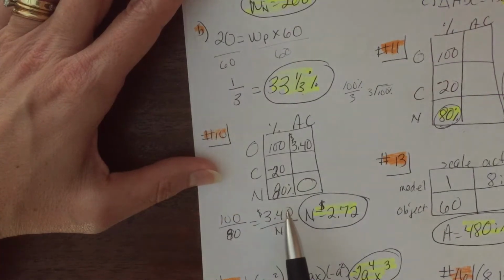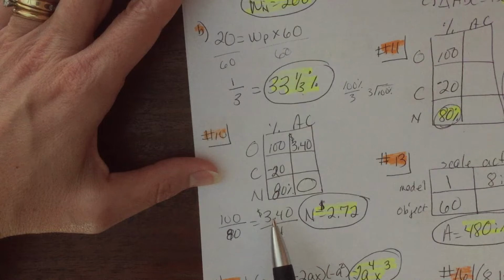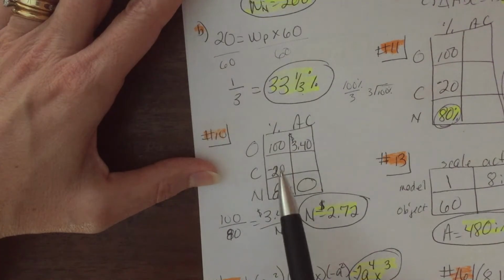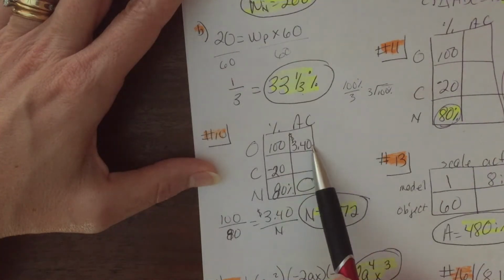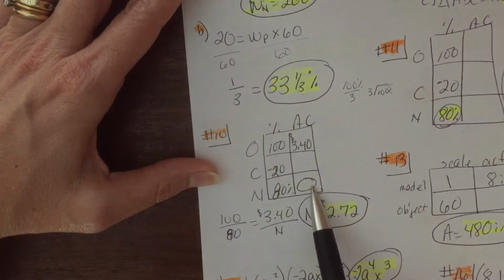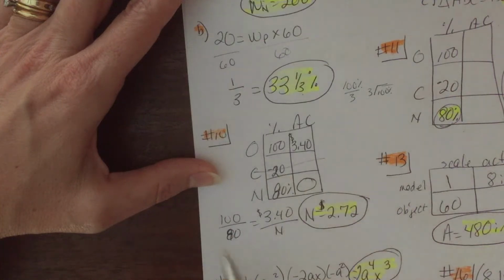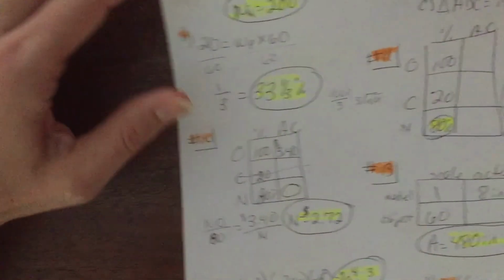Number 10. This is an original change new problem. It says that the cost of the call decreased 20%. So the cost before was $3.40. They want to know the new cost of the call. So I get rid of this category. My proportion is 100 over 80 is equal to $3.40 over n, and n is equal to $2.72.